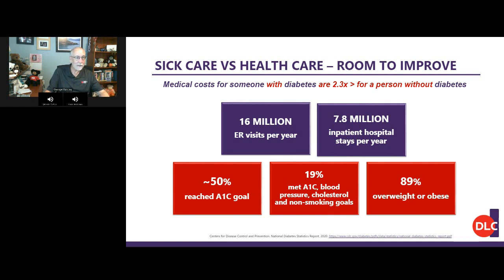These 2 boxes, I should have had those be red and the bottom ones be purple, because those are red flags. And we're not reaching our goals. We're not reaching our health goals. Less than 1 in 5 meet the A1C targets, blood pressure, cholesterol, and non-smoking. 89% are dealing with overweight or obesity. We've got a lot of room to improve as a country, and that it's your employee population as well.